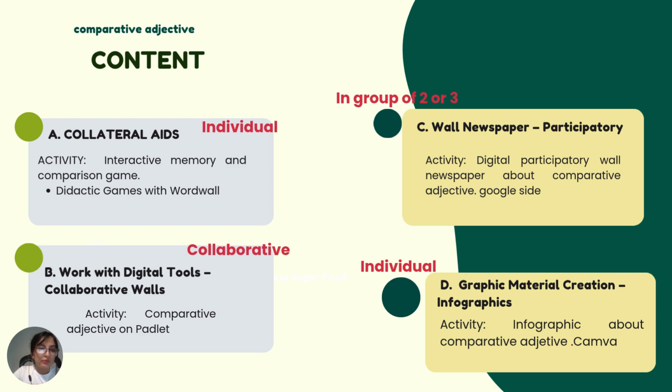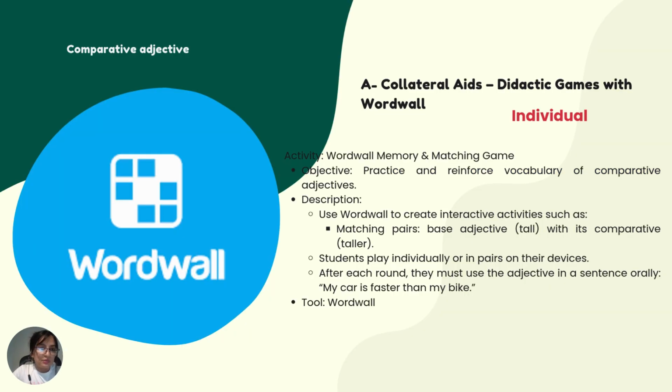Let's start with the most important part of this video. Here we can see collateral aids. We have content A, collateral aids. The activity is about interactive memory and comparison games, didactic games with Wordwall. In B, we have work with digital tools, collaborative walls. Sorry, the activity is in Padlet. And letter C, we are going to work with Google Site, and letter D, we are going to work with Canva. Let me explain this better.